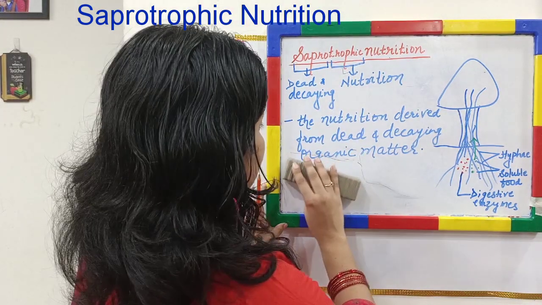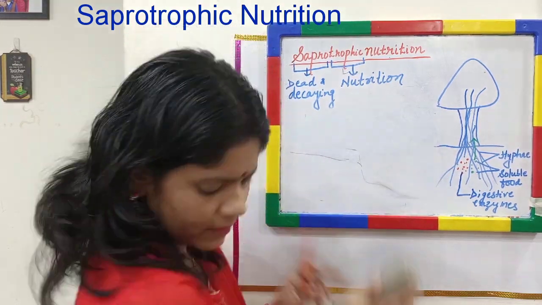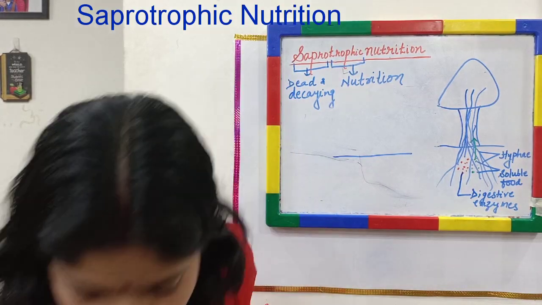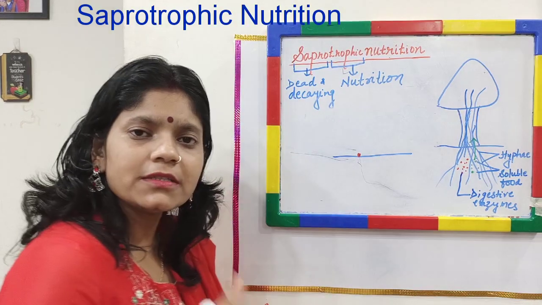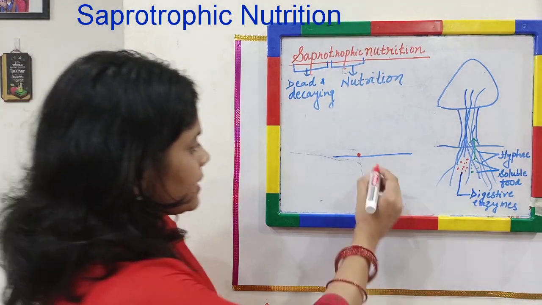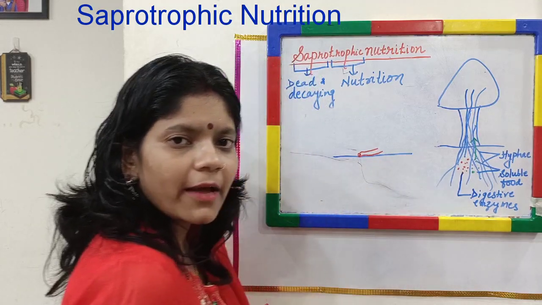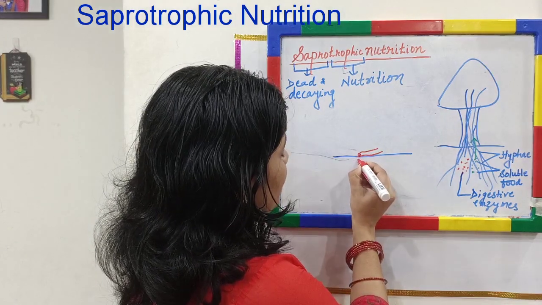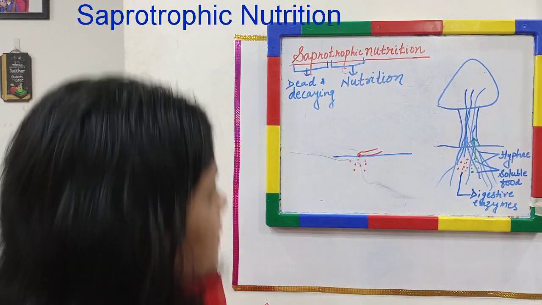So actually what happens when a spore gets a chance to fall on a surface which contains nutrients and is warm and humid? These spores start to germinate, and thread-like structures called hyphae start to grow slowly by putting out digestive enzymes and absorbing the nutrients.